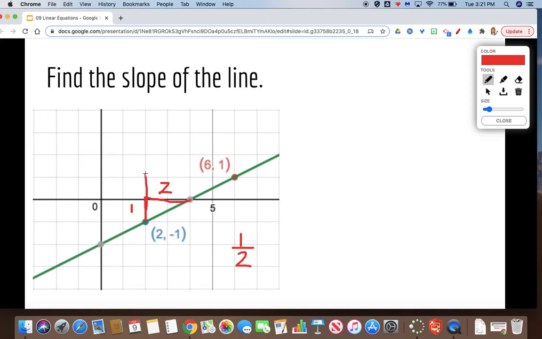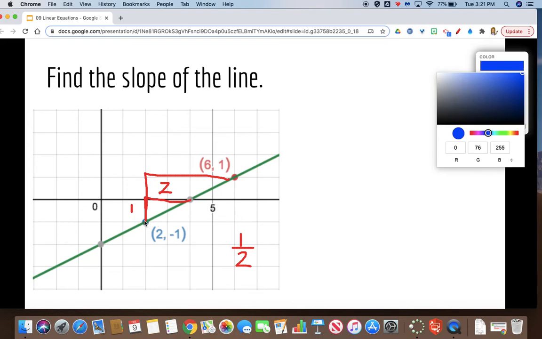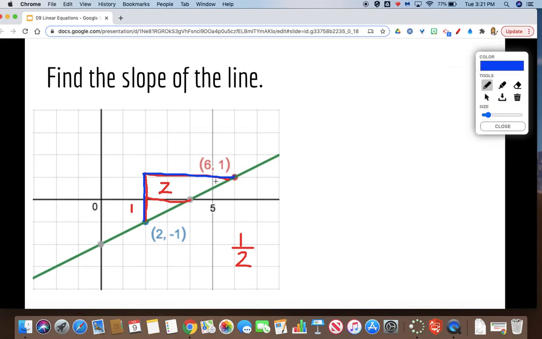Or if I went blue to red, my rise, I should do that in a different color so you can see that. Blue to red, my rise would be 2, my run would be 4. So what do you notice about 1/2 and 2/4? They're equal to each other, and you would want to simplify to that 1/2. So if you use points that are closer together, it's likely you'll be closer to simplest form.